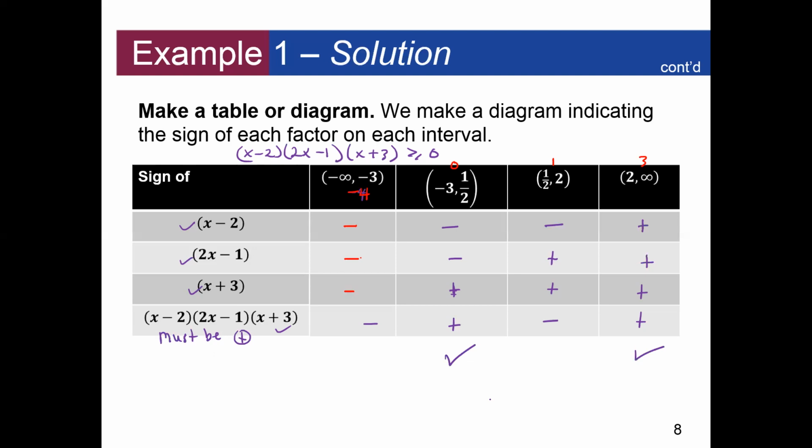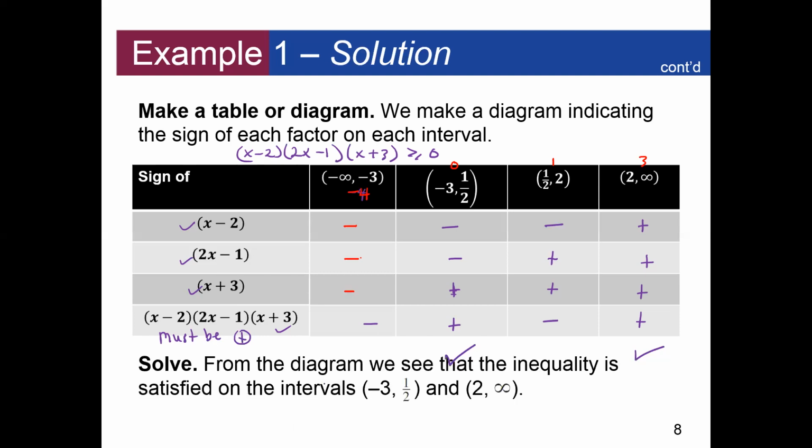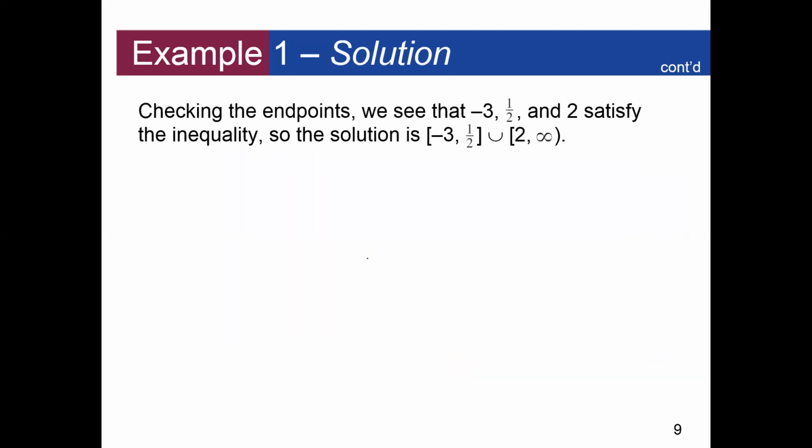Okay. The second and the fourth one. So we want to write our solution set. We know that is from negative 3 to 1/2, and then 2 to positive infinity. But because it's greater than or equal to, there should be brackets for the endpoints of these intervals.